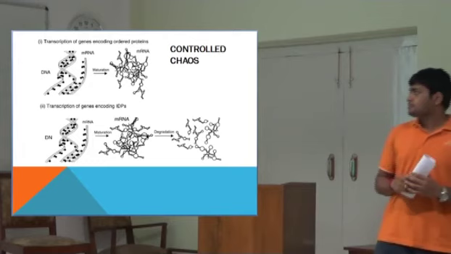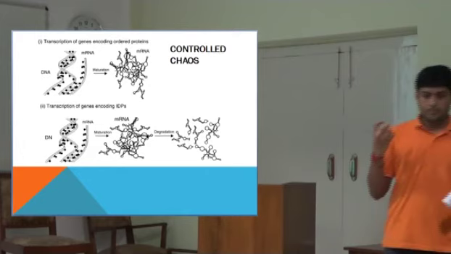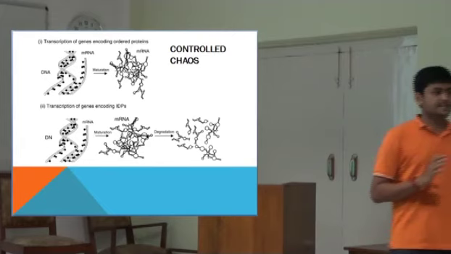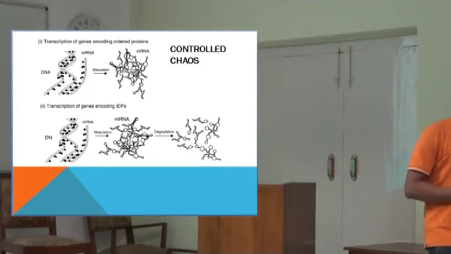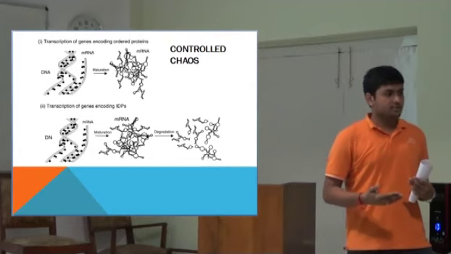So how is the chaos controlled? In the intrinsically disordered proteins, the transcription was observed. The transcription of intrinsically disordered proteins was the same as the ordered proteins. So there was no change in the transcription rate of all the proteins. But it was observed that the intrinsically disordered proteins were easily degraded. So they were continuously produced and they were degraded so that they can be kept in control.